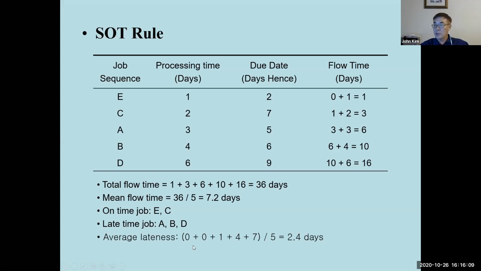So average lateness, if we use the SOT rule, is 2.4 days. Due date rule: shortest remaining time to the due date, job E, and then A second, B third, and so on. Total flow time 39, mean flow time 7.8. On-time jobs E and A, and then B, C, D are late, and then average lateness 12 divided by 5 equals 2.4.